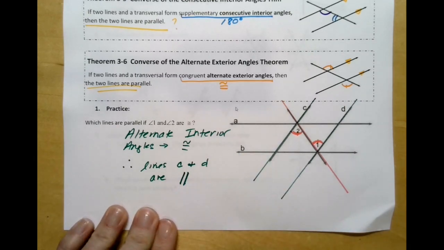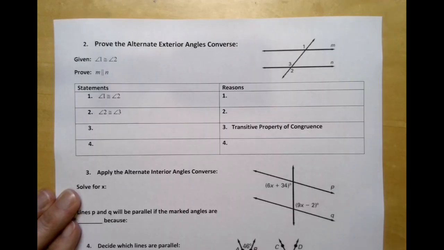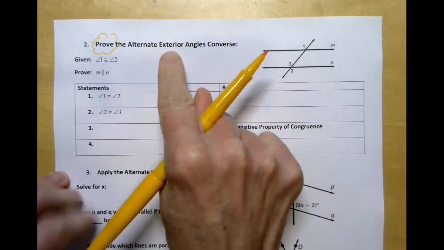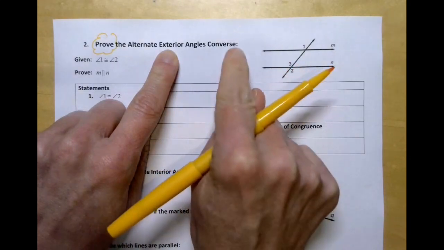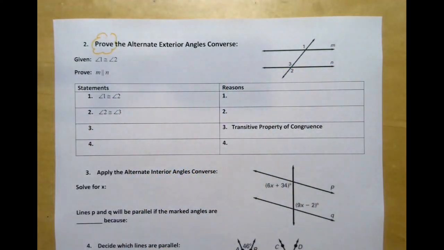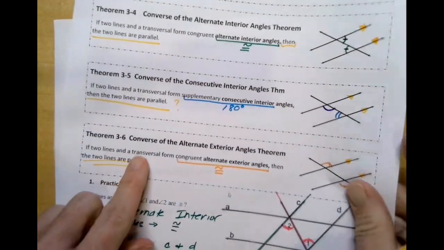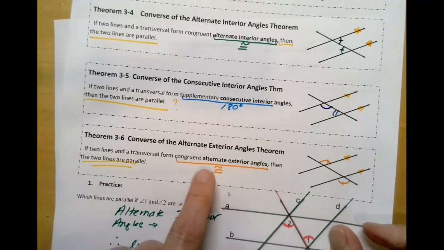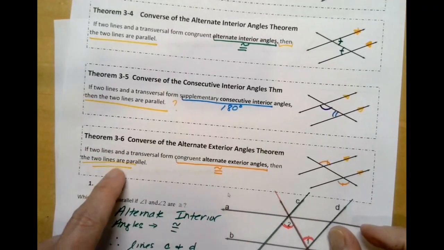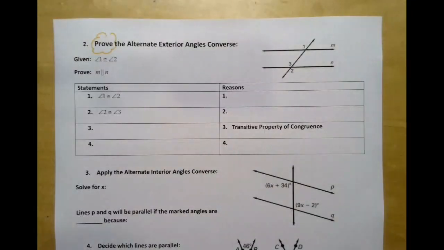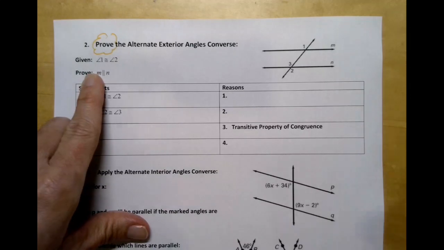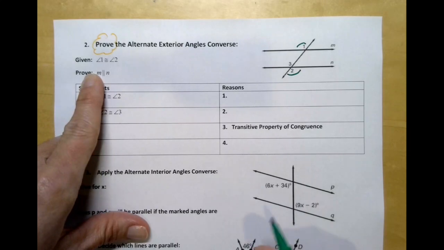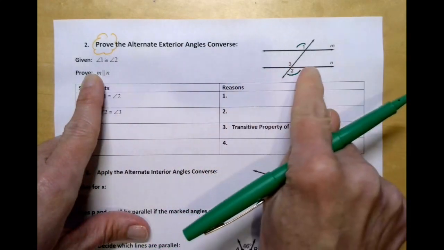All right, let's flip the page, see what's over there. Awesome. We have a proof. Yay. They want us to prove the alternate exterior angles converse. So, wait a minute, let's go back and look at what that is. It says if two lines and a transversal form congruent alternate exterior angles, then the lines are parallel. So I'm proving that the lines are parallel, and I'm given that two alternate exterior angles are congruent. So you're given angle 1 and angle 2 are congruent.